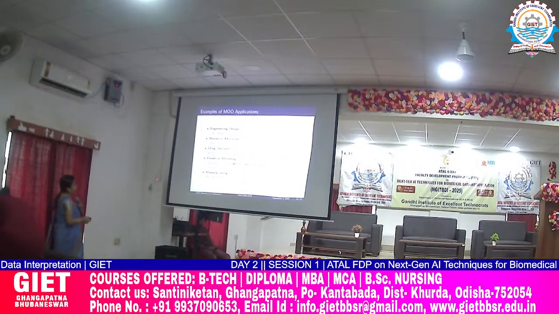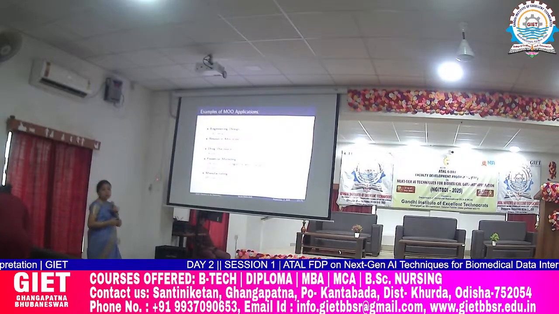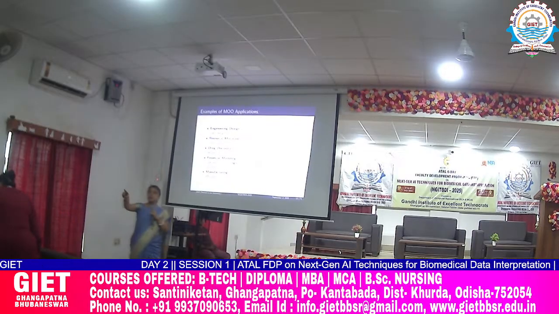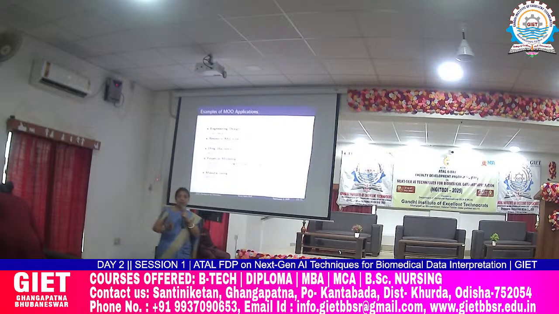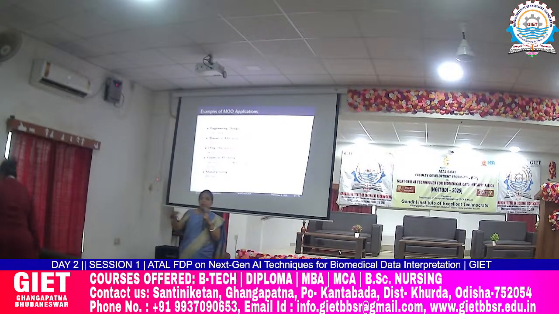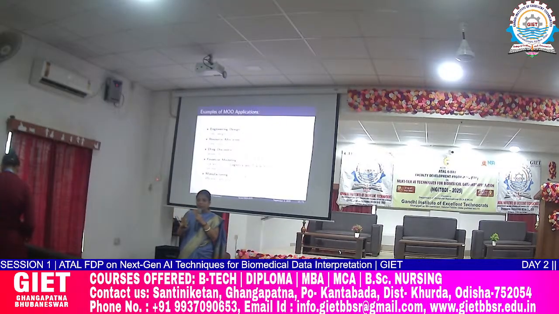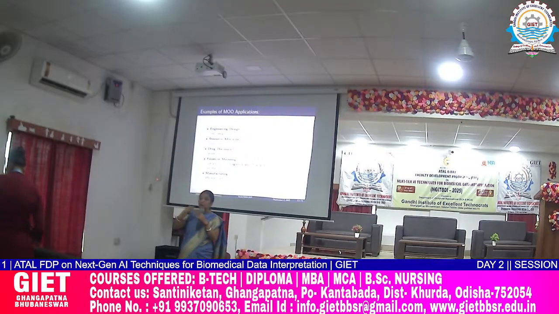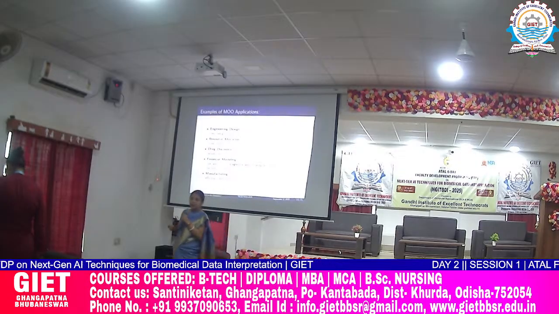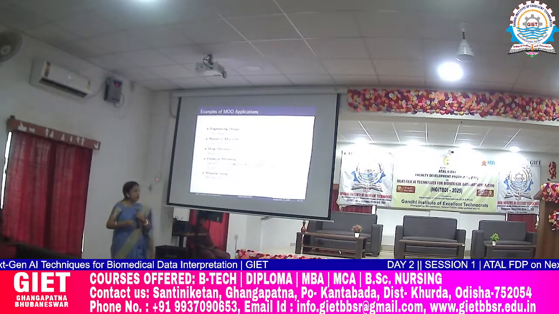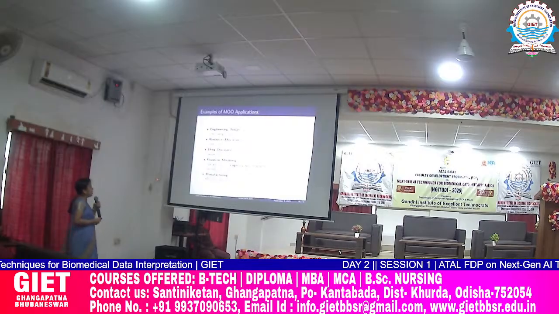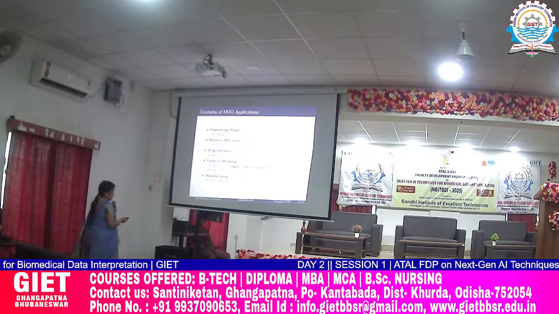Similarly, resource allocation. Suppose here you have 100 chairs. How do you arrange these 100 chairs so that the maximum number of students can be present here? So, resource allocation: how to optimally allocate the resources. So in many places we use the multi-objective optimization problem.